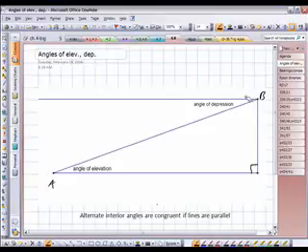So angle of depression from B to A is given by this angle. Angle of elevation from A to B is given by this angle. And note that these angles are congruent because they're alternate interior angles on these two parallel horizontal lines.